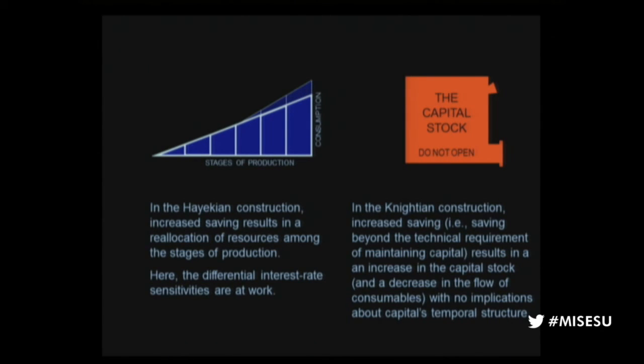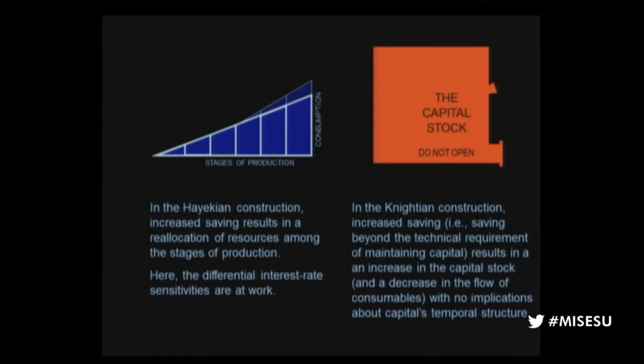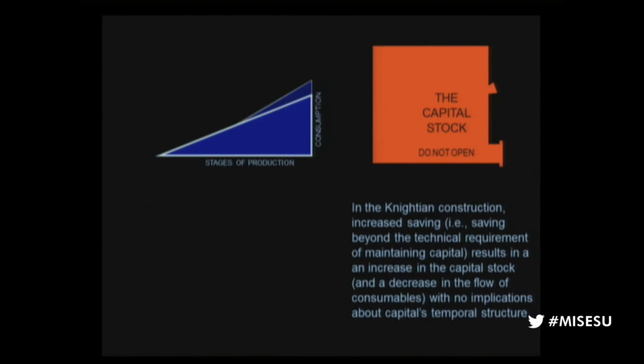So here, let's look at the Knightian construction. Increased savings beyond the technical requirement results in an increase in capital stock and a decrease in the flow of consumables with no implications about capital's temporal structure. Just don't worry about that. I know, 1 minute. In the Hayekian construction, increased saving results in reallocation of resources among the stages of production. Here the differential interest rate sensitivities are at work. Okay? Just one more slide, I think.